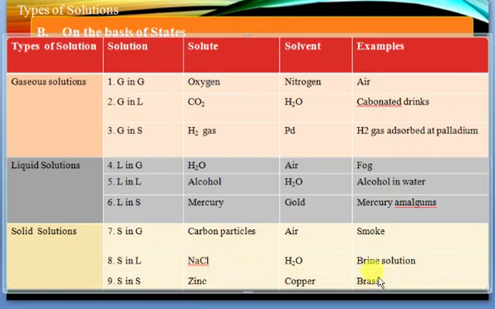An alloy is made which is named brass. So zinc and copper combine to give brass. Another example is bronze. Bronze is basically the combination of tin and copper.